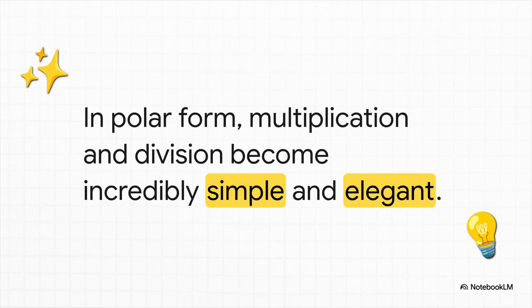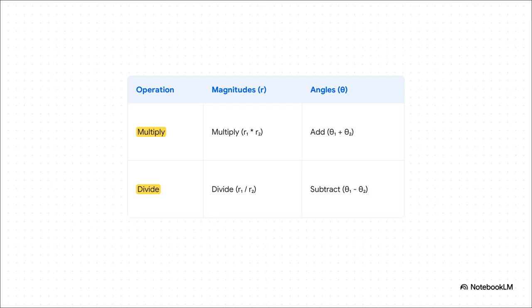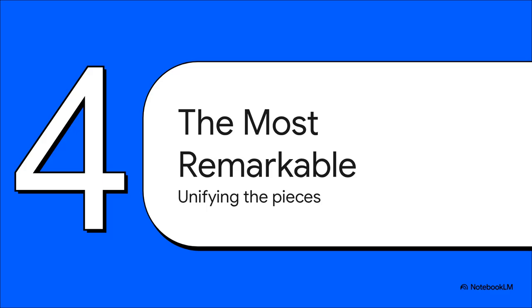Multiplication and division suddenly become incredibly simple, elegant even. Just look at this. This is so cool. To multiply 2 complex numbers, you just multiply their distances, their magnitudes, and you add their angles. That's it. To divide them, you divide the distances and subtract the angles. What was this clunky algebraic mess is now a really intuitive geometric act of just stretching and rotating. And this beautiful simplicity, it is not a coincidence. It's a huge clue that there's some deep hidden connection between rotation and something else.